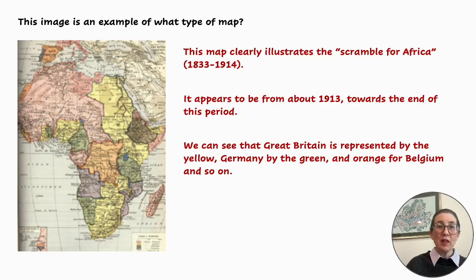This image is an example of what type of map? Well, first I want to start by saying that this map clearly illustrates the scramble for Africa, which occurred from 1833 to 1914. This particular one appears to be from about 1913, which was towards the end of this period. We can see Great Britain is represented by yellow, Germany by green, orange for Belgium, and so on.